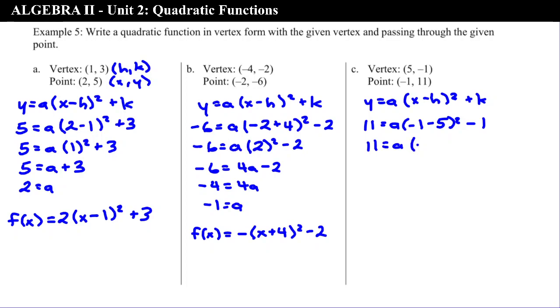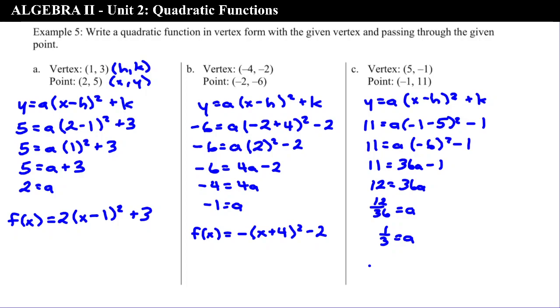Inside the parentheses, we're going to have negative 6. Negative 6 squared is 36. Add 1 to each side, and you get 12. Then divide each side by 36, and you get 12 over 36, which can be reduced down to 1/3. And so we just write our quadratic equation in vertex form using our a value: 1/3 times (x minus 5) squared minus 1.